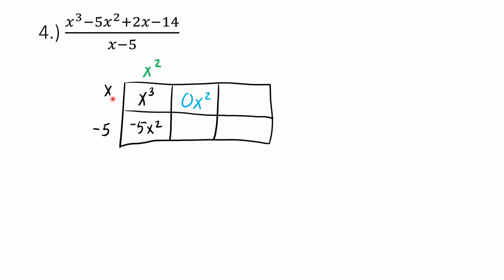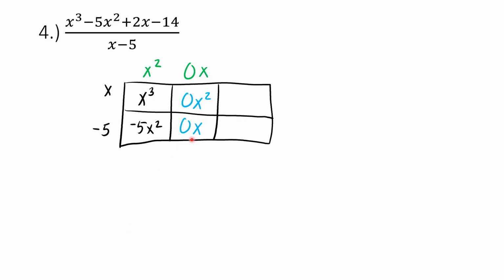And then x times what would give us 0x squared? Well, that would be 0x, and I'm keeping the x there just because x times x would give me that x squared, and it preserves the pattern in the variables. 0x times -5 is 0x, because 0 times -5 is 0, and you get the x there.